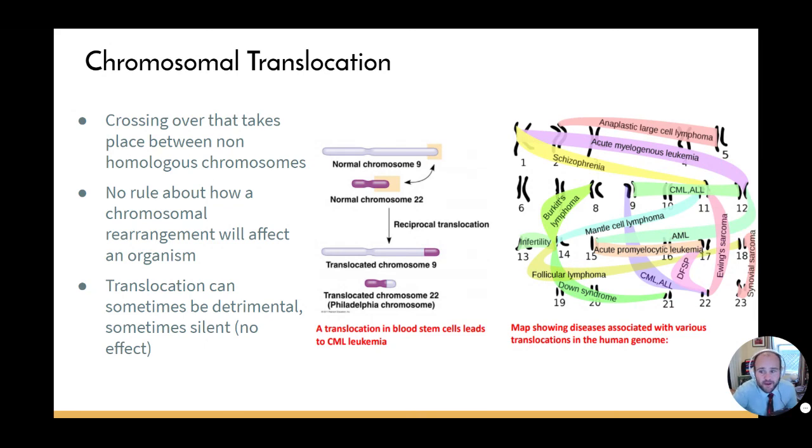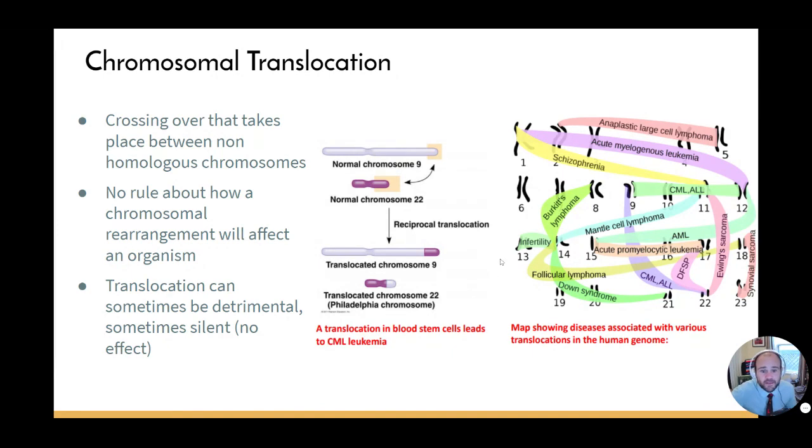And there's no set rule about how this could affect an organism. Sometimes it's silent or it has no effect. Sometimes maybe it creates a beneficial mutation, but it can also be detrimental. And there's a lot of things that have been associated with these translocation events, things such as leukemia, lymphoma. There's all sorts of events that can result in genetic diseases that we've associated with these translocation events.